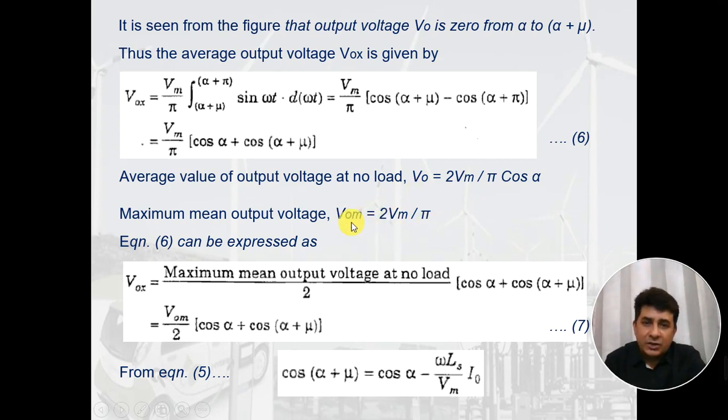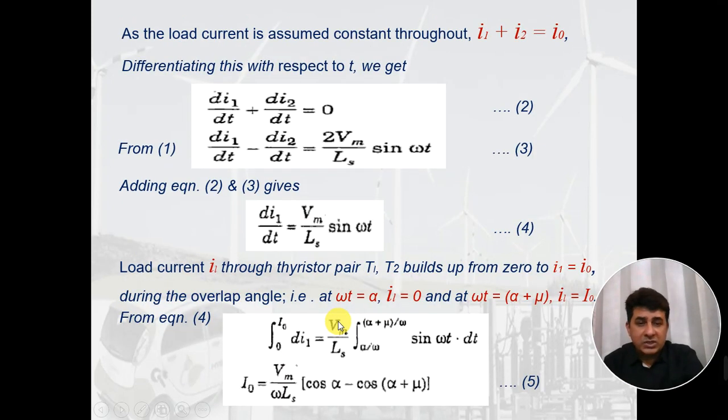So if we write it as VO maximum, this equation can be written as VOM by 2, because it is 2 Vm by pi. So I'm writing it as 2 Vm by 2, and this remains the same. So if this remains the same, let us go further through this equation number 5.